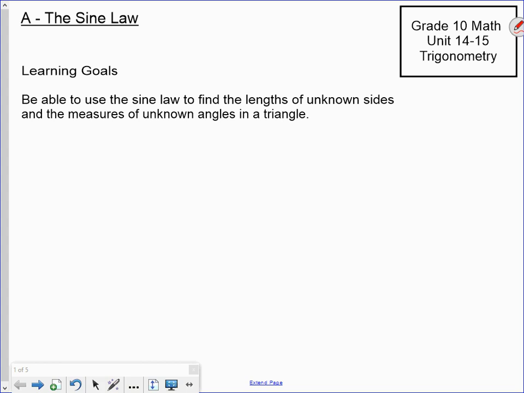The difference between that and what we're doing with the sine law is that sine, cos, and tan only work for right angle triangles. The sine law applies to any triangle, not just a right angle triangle. So that's why this unit is called non-right angle trigonometry, or oblique triangle trigonometry, and unit 1213 was called right angle triangle trigonometry. So that's the big difference.